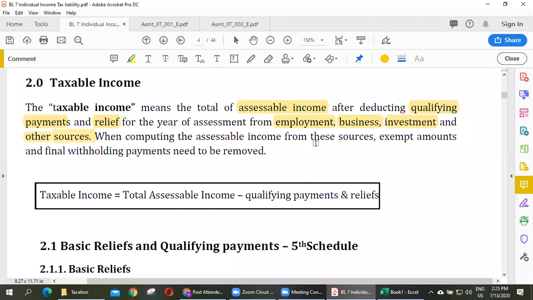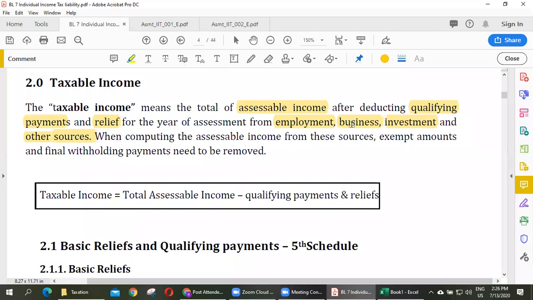So you get income from only these 4 sources, right? Employment means you work somewhere else and you get income, a salary. So that comes under employment income. Business, you are the boss, right? You pay salary to other people. So that is business.